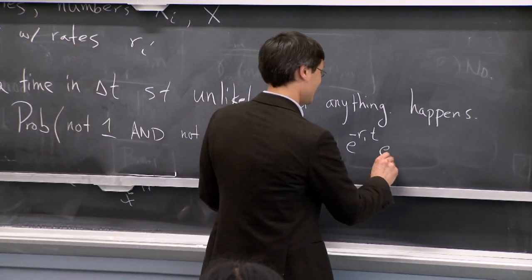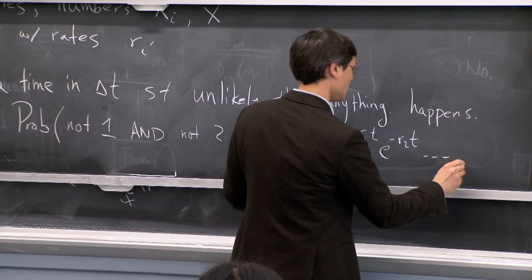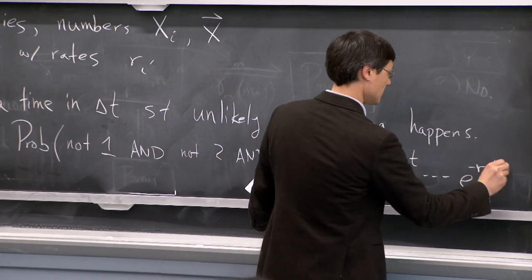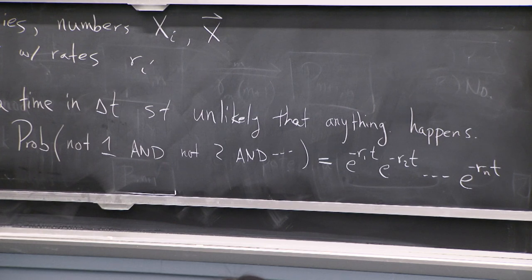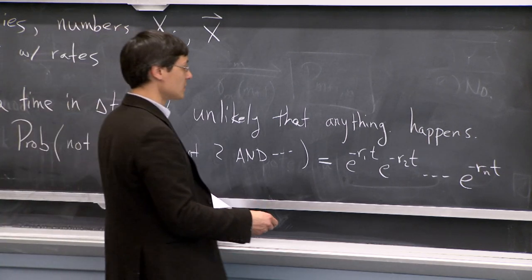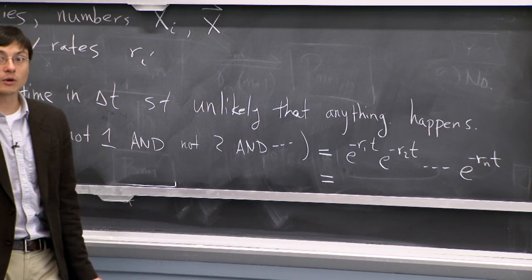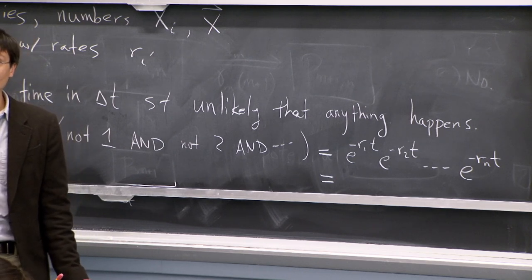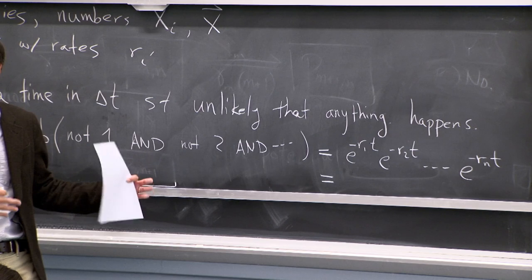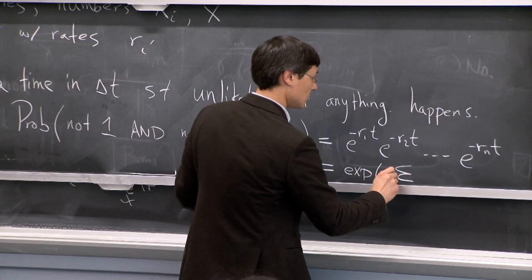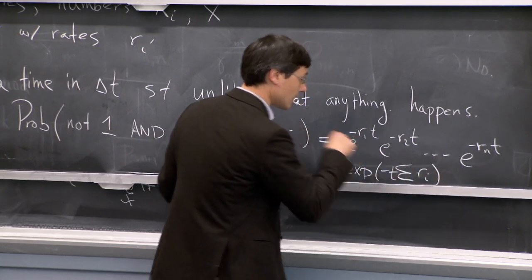And this is e to the minus r2 t, minus, and so on up to n, e to the minus rn t. Each of those chemical reactions is exponentially distributed in terms of how long you have to wait for them to happen. What's neat about this is that if you ask about the probability distribution for all of them combined, by saying that none of them have happened, this is just equal to the exponent of minus t times the sum over ri.